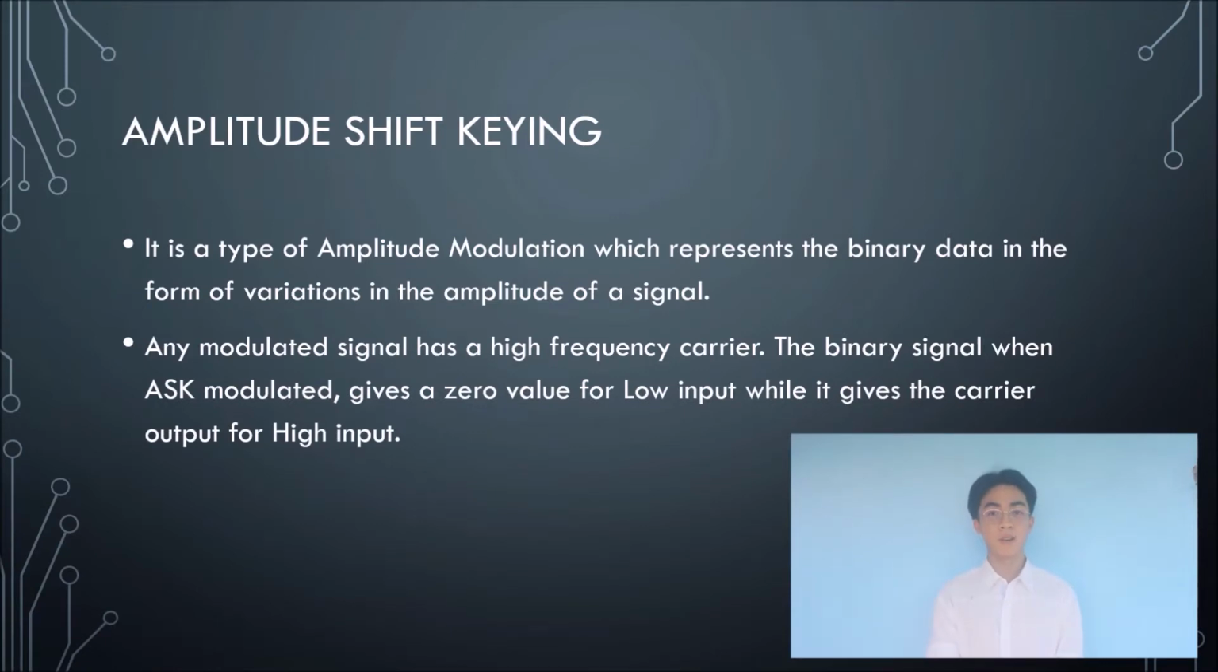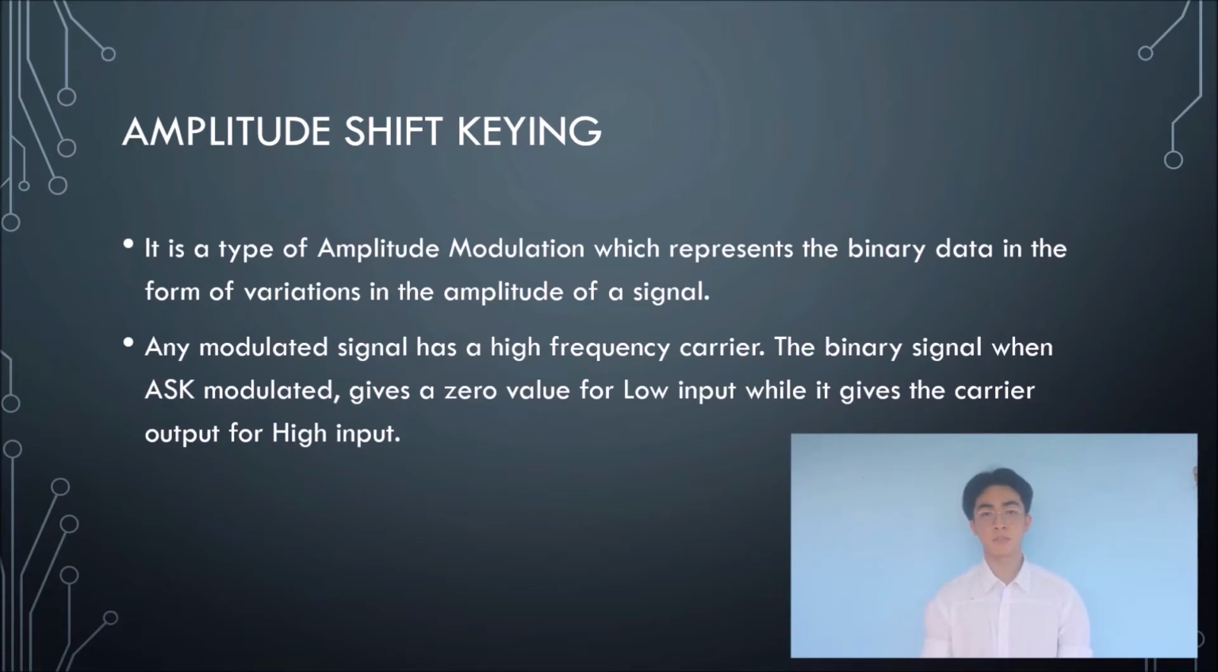Amplitude shift keying, or ASK, is a type of amplitude modulation which represents binary data in the form of variations in the amplitude of a signal. The result of a modulated ASK signal shows that the output signal is the analog carrier if the input digital signal is logic 1, and the modulated output is 0 if the digital input signal is logic 0. In other words, it gives a 0 value for low input while it gives the carrier value for high input.